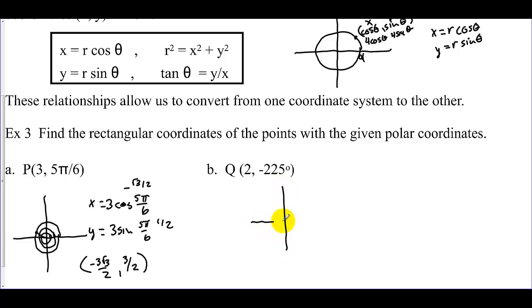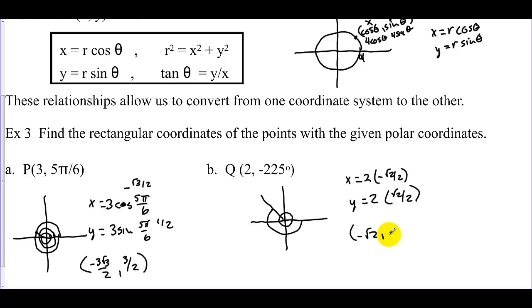With letter B, we have negative 225 degrees. So here is negative 180, and another 45 is negative 225, and of course, we're on the second circle. So x is equal to 2 times negative square root of 2 over 2, and y is 2 times positive square root of 2 over 2. So we have the coordinates negative square root of 2, comma, square root of 2.